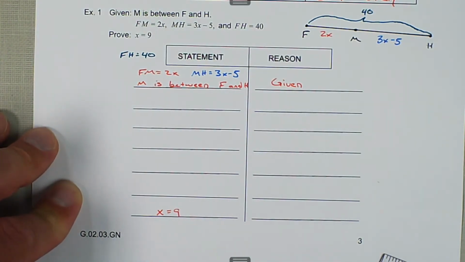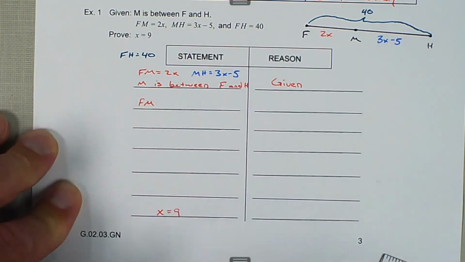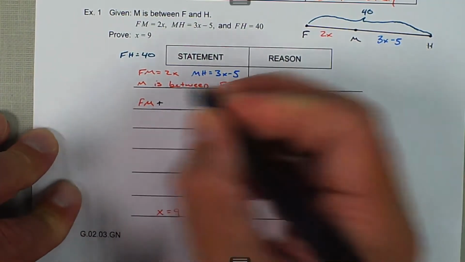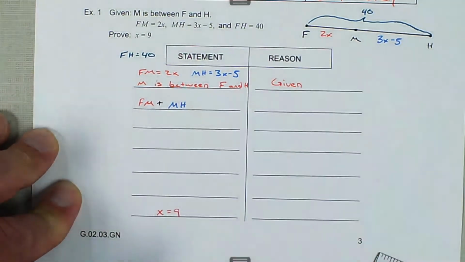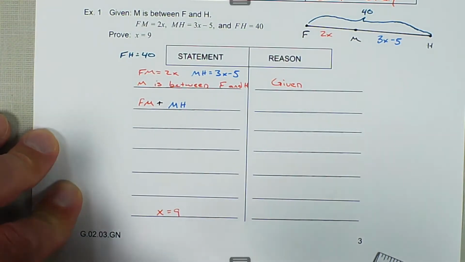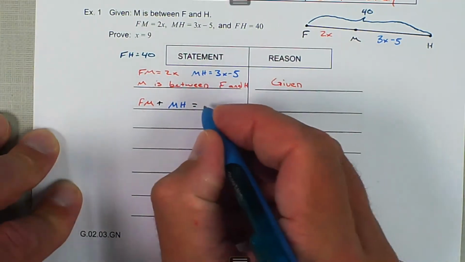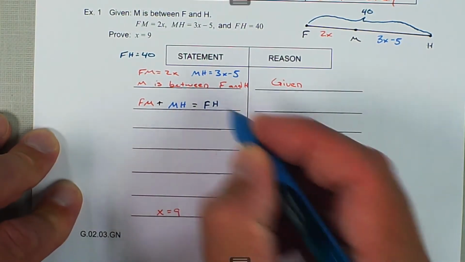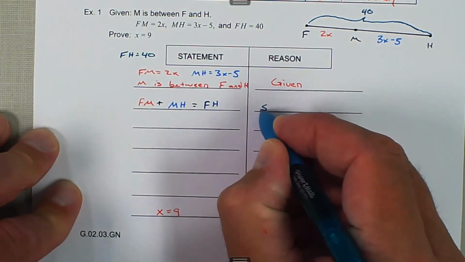So the first thing that we know anytime that we have something between is we can think about segment addition. And so if we're looking at this here, we would say FM plus MH is equal to FH. And the reason that we can say that is segment addition postulate.